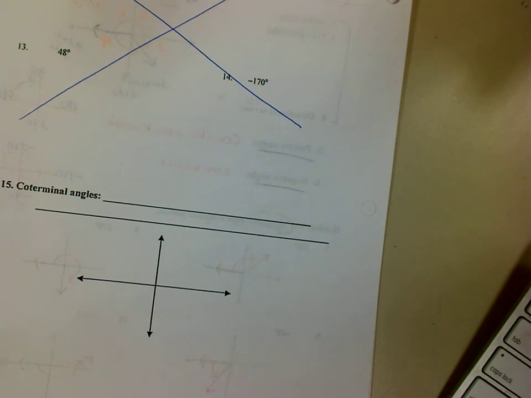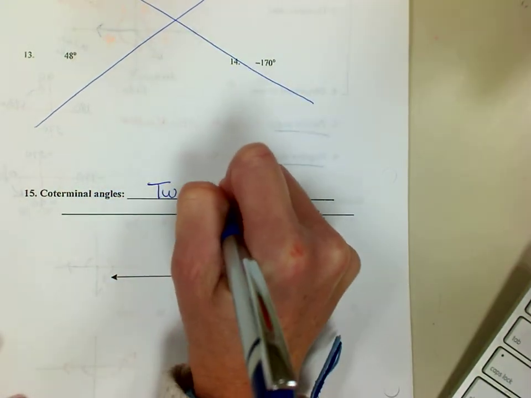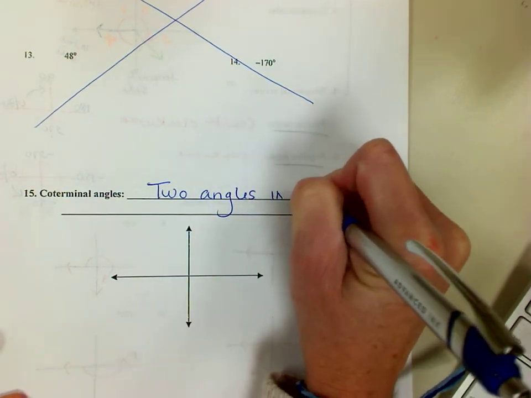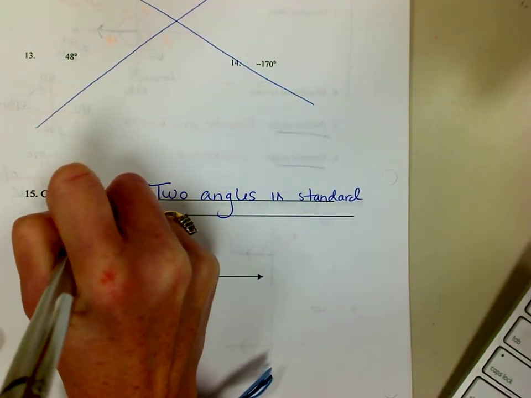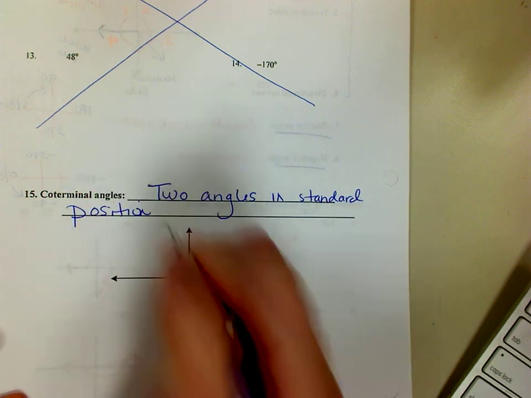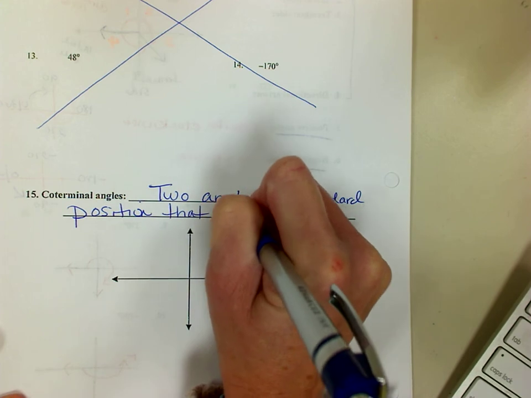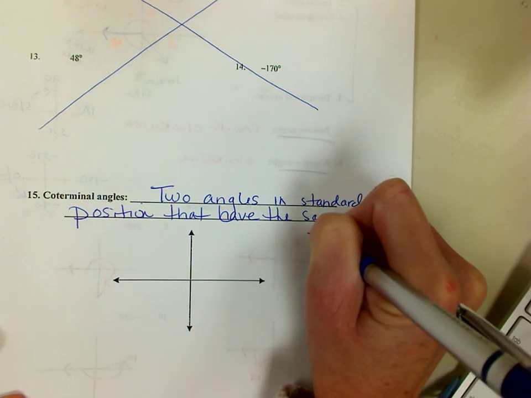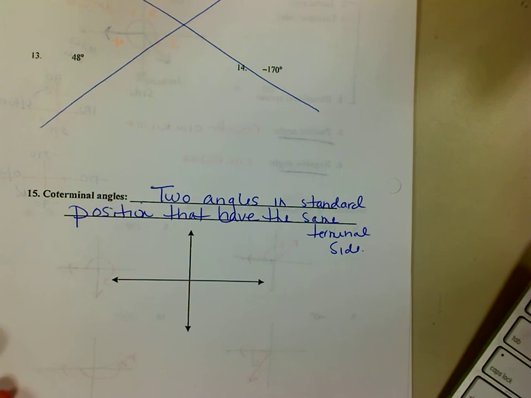All right, now we're going to talk about coterminal angles. I'm going to give us a definition on this one. These are two angles in standard position that have the same terminal side.